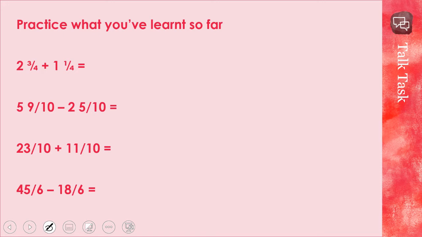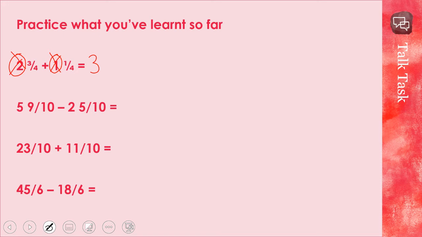So, firstly, we've got 2 3/4, add 1 1/4. What do I need to do first? I need to add the whole numbers. 2 add 1 equals 3. I'm done with those. They're added together. They're on the other side of my equality sign. They're done. Now I have 3/4 here and 1/4 here.